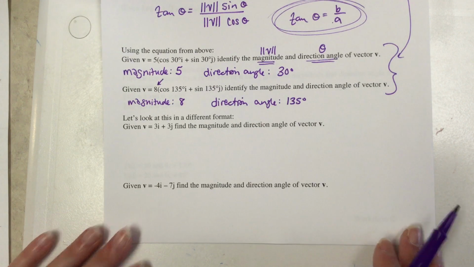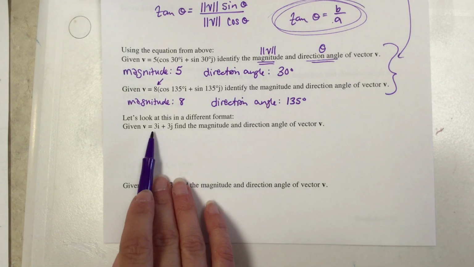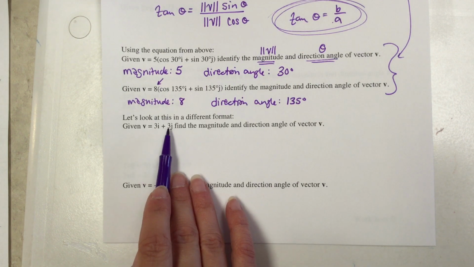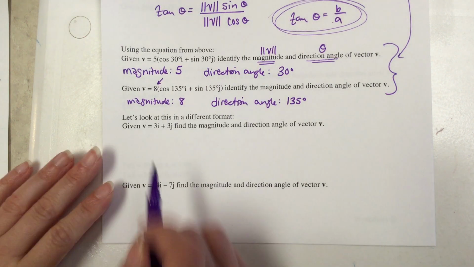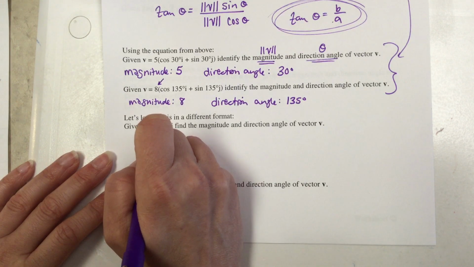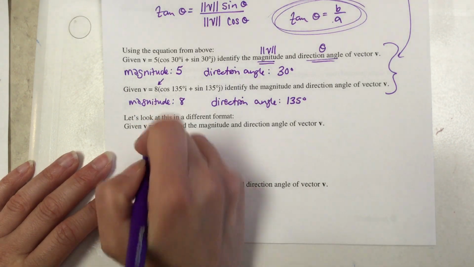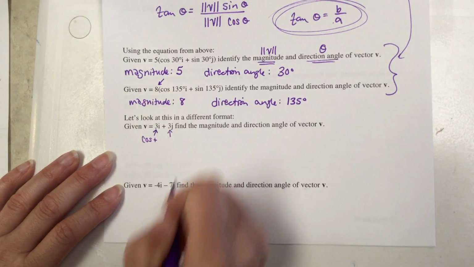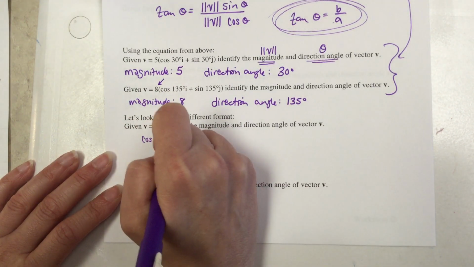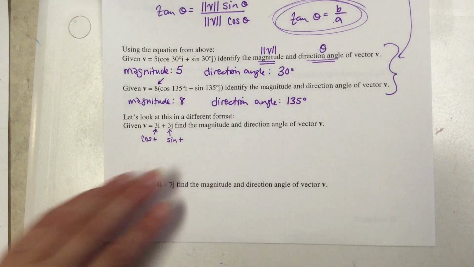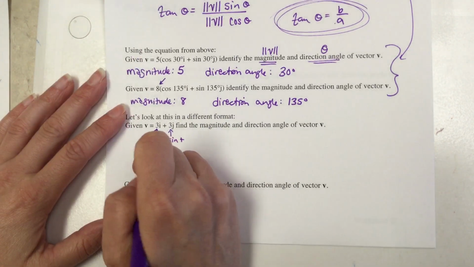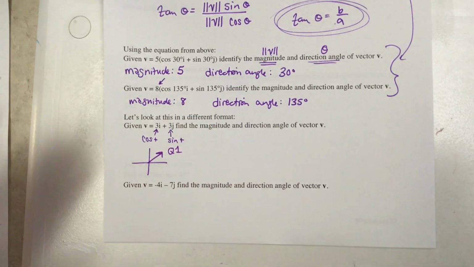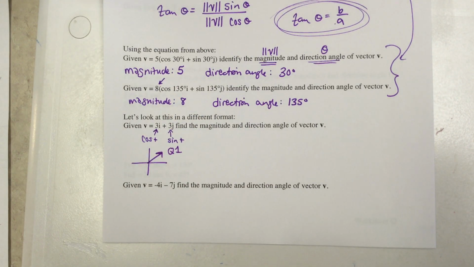Okay, so it says, let's look at this in a different format. Rather than writing the sine and the cosine, they are giving us values. So this is technically the cosine. It's a positive value, so the cosine is positive. This is the sine value because it's the y value. The sine is positive. The sine and cosine are positive in quadrant 1. So we have quadrant 1. Okay, that's important to know.